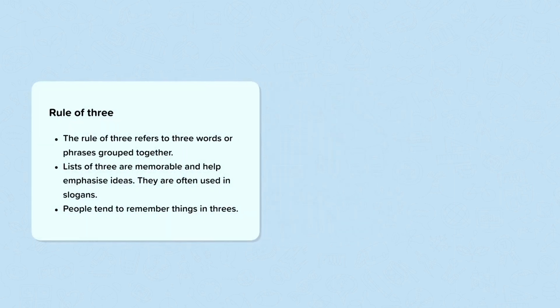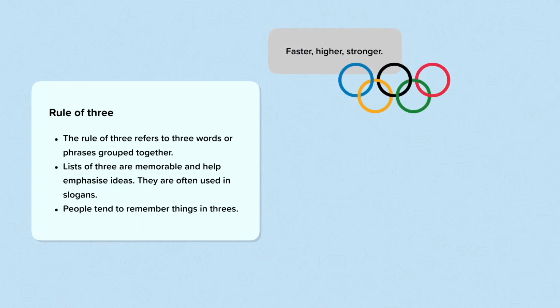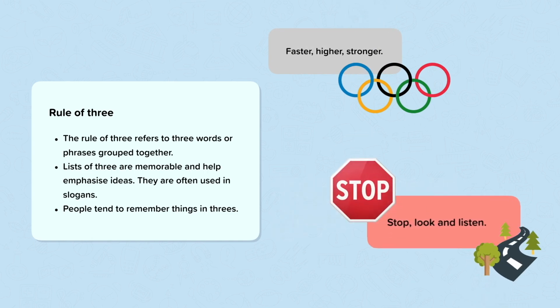The rule of three refers to 3 words or phrases grouped together. Lists of 3 are memorable and help emphasise ideas. They are often used in slogans. People tend to remember things in 3. For example, the Olympic slogan is faster, higher, stronger, and the mantra for crossing the road is stop, look and listen. The rule of 3 helps to emphasise the point and makes the phrase and the point more memorable.